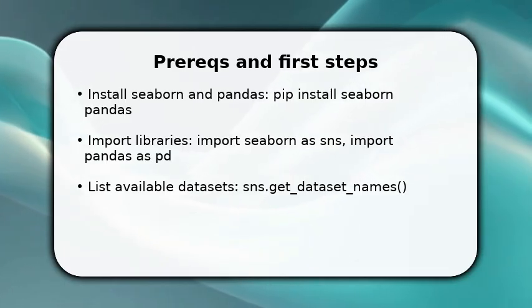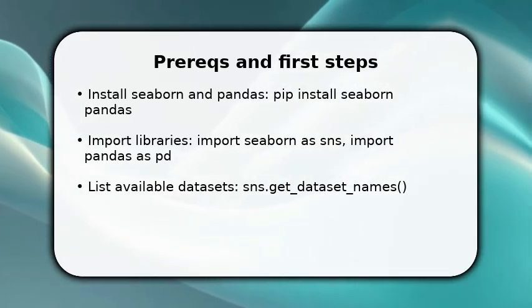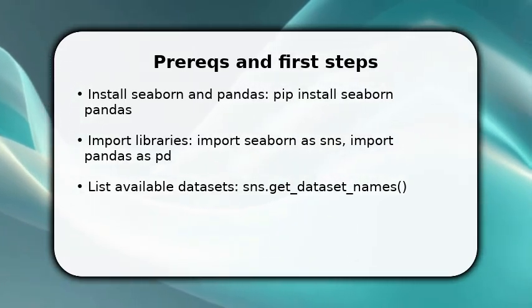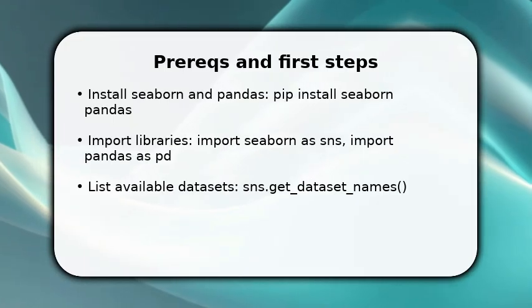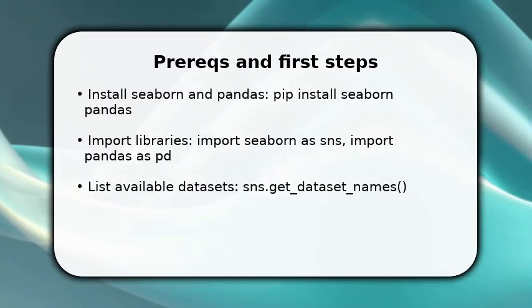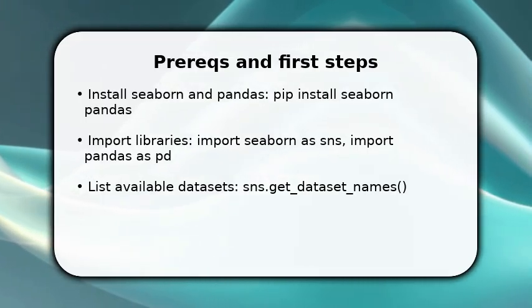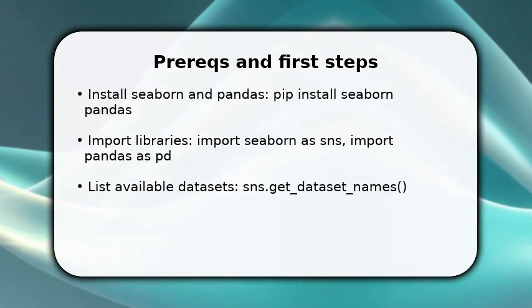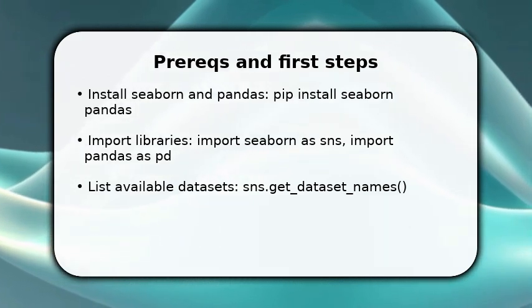Next, choose a dataset name and call sns.load_dataset(name) to fetch a Pandas data frame directly. Make sure your Python environment has internet access for remote retrieval. If not, prepare local CSVs. These first steps get you an in-memory data frame you can inspect and manipulate immediately.